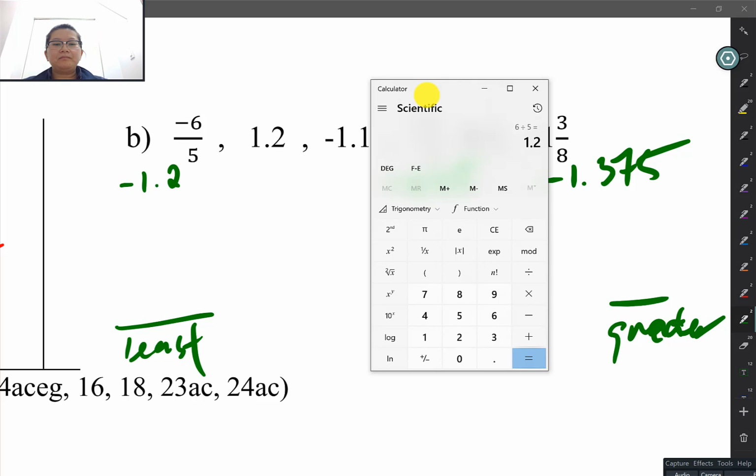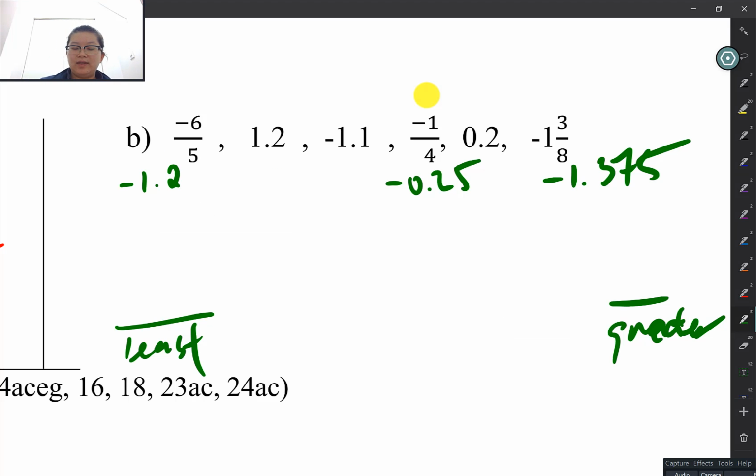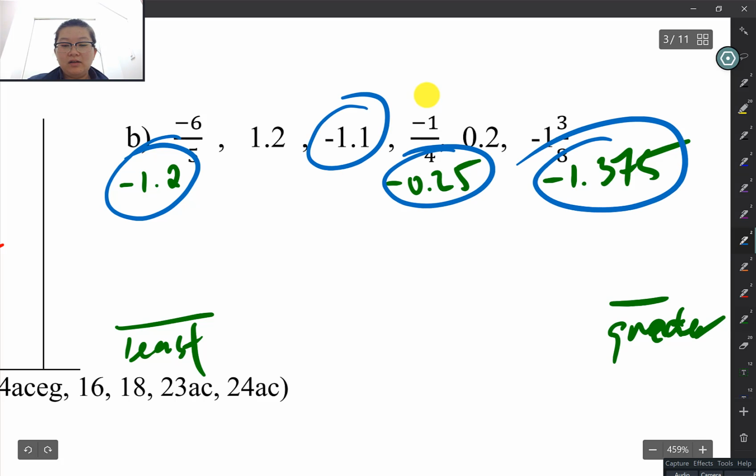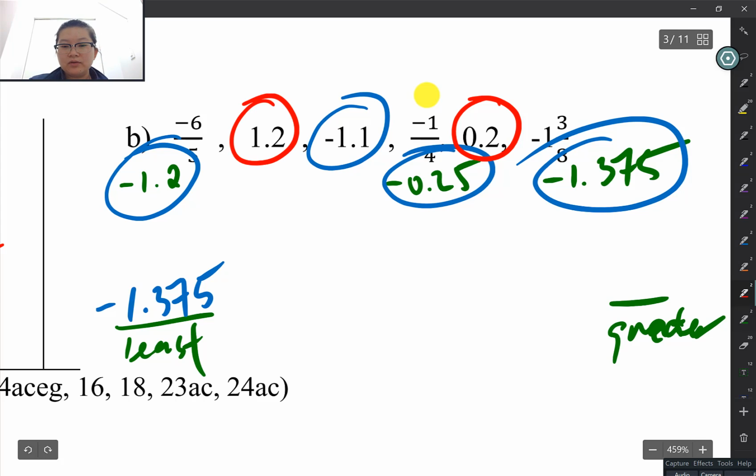Okay, here we go. So let's start off with labeling our negative numbers. Okay, so this is negative, this is negative. Wow, lots of negative numbers here. So taking all our negative numbers, let's find the one that is the most negative, because that's our least, that's the lowest number that we have. And which is going to be negative 1.375, okay?